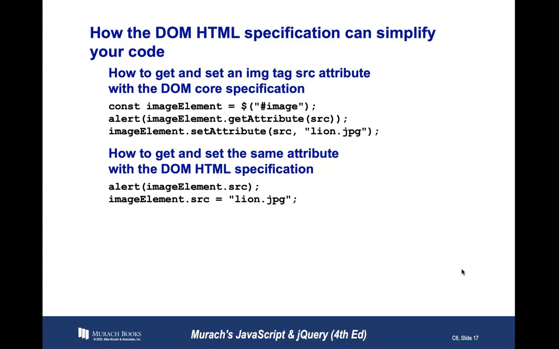A lot of times with dynamic galleries, you want to replace those images based on a click, and that's how we can do it. We can also get and set the same attribute with the DOM HTML spec. So if I alert the image element source, now I can figure out if it's tiger.jpg and just do image element dot source equals lion.jpg. So there's the core specification on the top where we're getting the attribute, and then there's also the HTML spec where we just take the attribute itself and replace it.